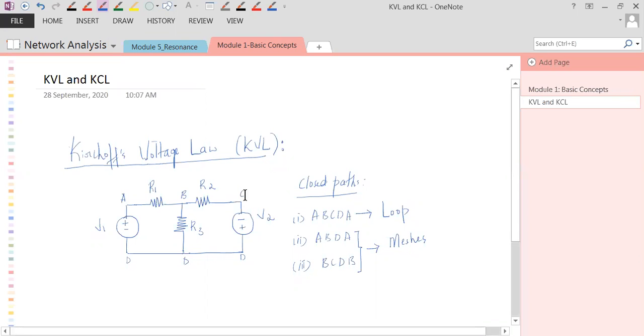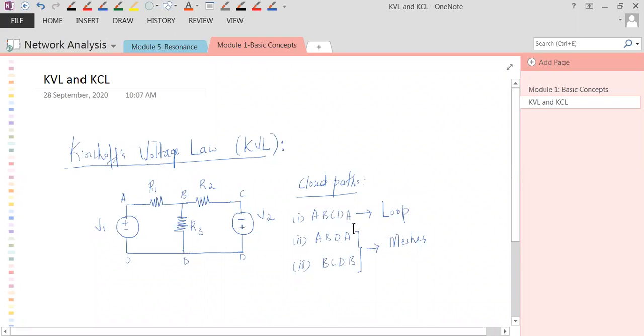See here, there is A, B, C, D, A, right? So this is the outermost path. This outermost path has got two more closed paths within it, that is these two. So that's why it is called a loop. So loop is a closed path within which there can be more closed paths.